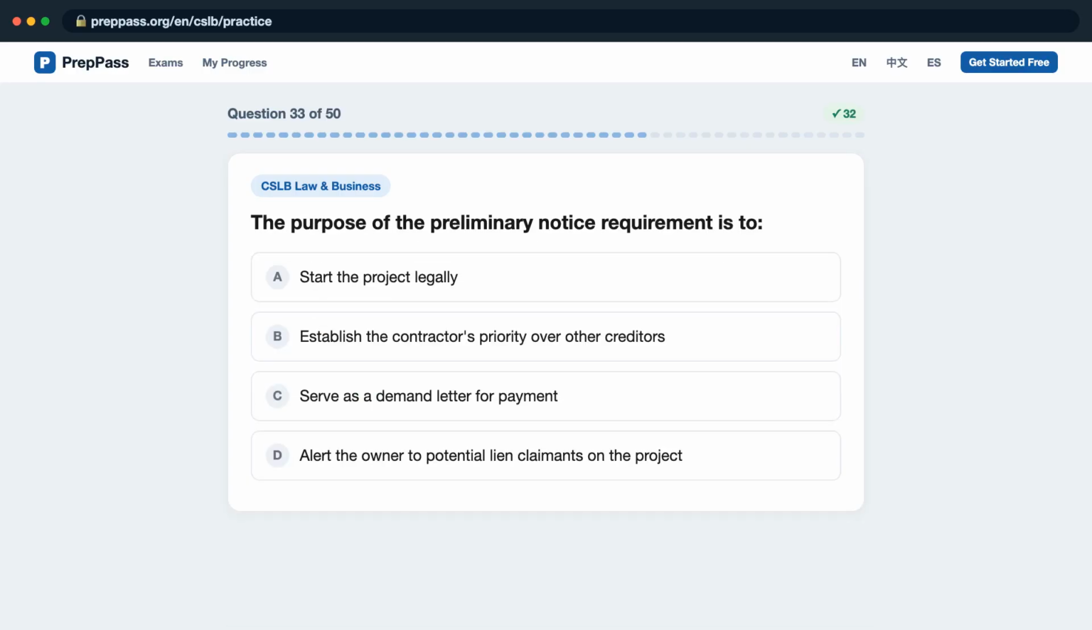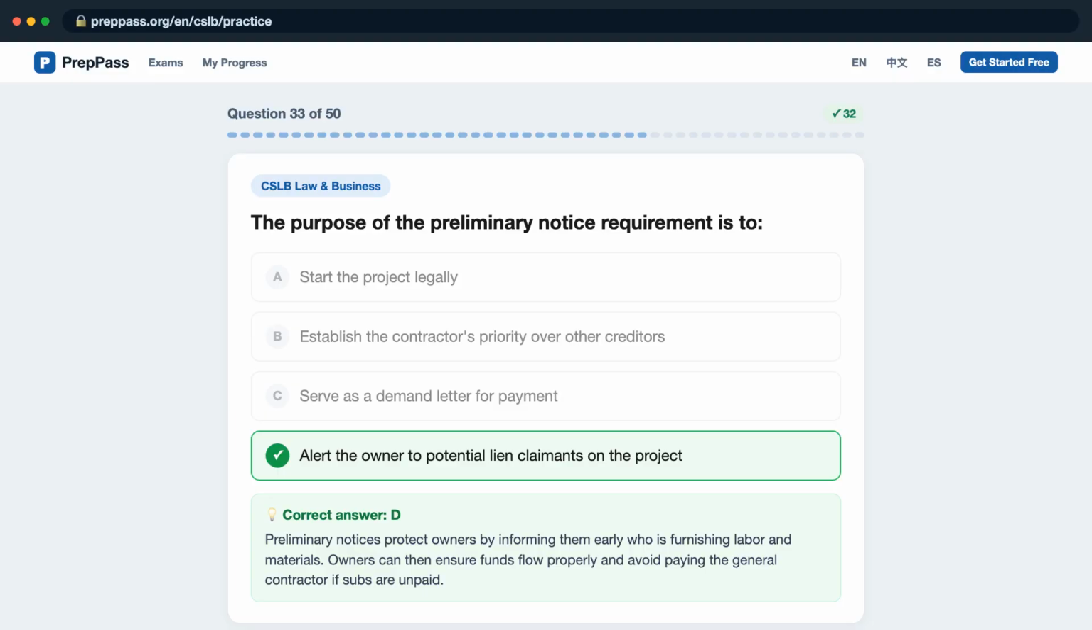Question 33. The purpose of the preliminary notice requirement is to, is it A, start the project legally? B, establish the contractor's priority over other creditors? C, serve as a demand letter for payment? D, alert the owner to potential lien claimants on the project? The correct answer is D. Preliminary notices protect owners by informing them early who is furnishing labor and materials. Owners can then ensure funds flow properly and avoid paying the general contractor if subs are unpaid.